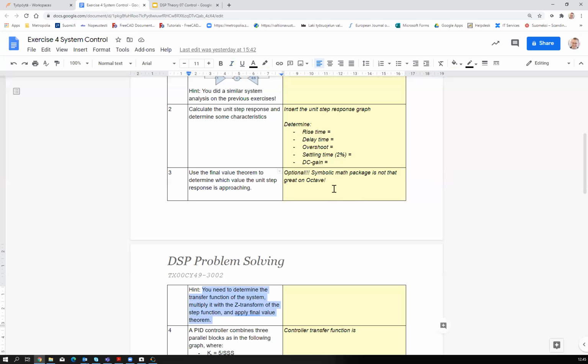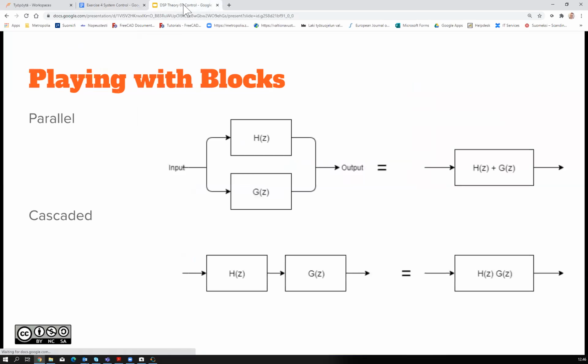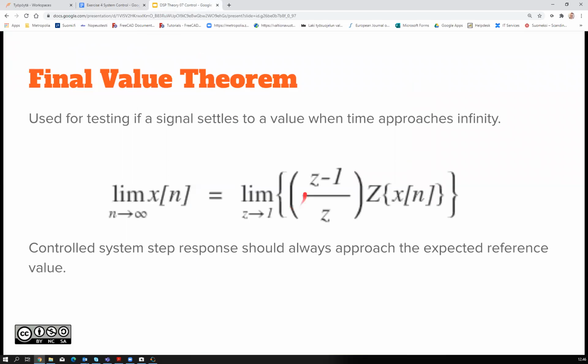I will give you an extra point, meaning you can get 10 points without the third exercise, but you can get 11 points if you do this as an exercise, applying the final value theorem, meaning this one here. You would calculate the transfer function and basically calculate the limit when z reaches 1. Okay, I think you can just calculate z equals 1 after you have done the calculations.